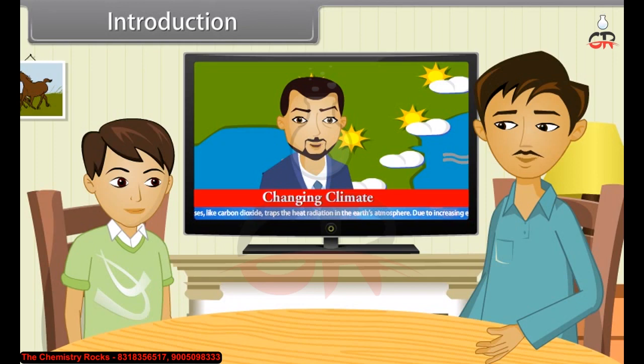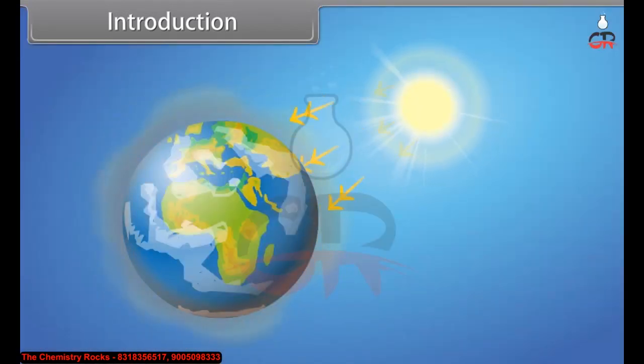"Son, climate is changing because of global warming." "Global warming? Dad, I don't have much idea about that. So please tell me about this." "Okay, son. Global warming is the rise in the average temperature of the Earth's atmosphere and oceans. Some greenhouse gases like carbon dioxide trap the heat radiation in the Earth's atmosphere. Due to increasing emission of these gases, the average temperature of the Earth's atmosphere and oceans is slightly increasing. And that is the reason behind the climate change."